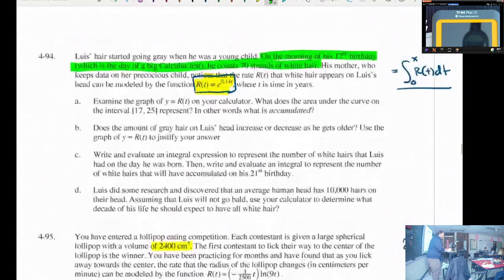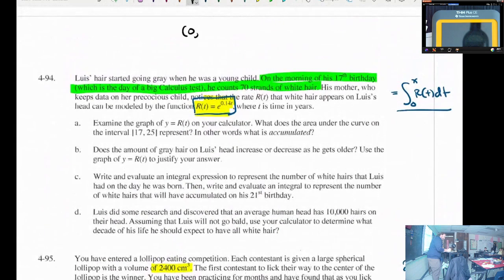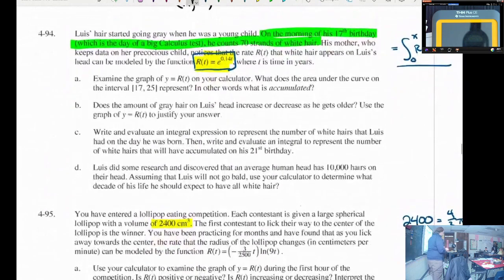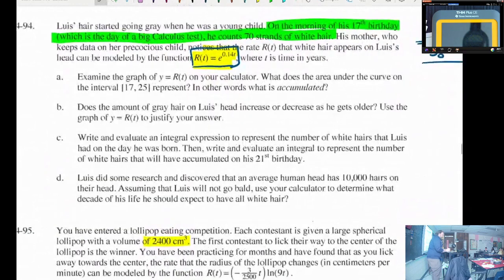You also know that when he's born, he has 0 strands of white hair. That's kind of the one you want to use, though. I did this problem, and I think you guys did too, without using the 17 and 70 at all. You don't actually need it. Of course, his mother, who is insane, keeps data on these kinds of things and has a rate function for the rate at which he's gaining white hairs or gray hairs.